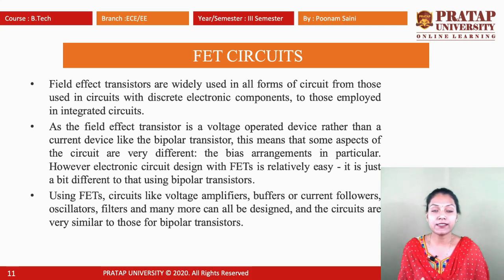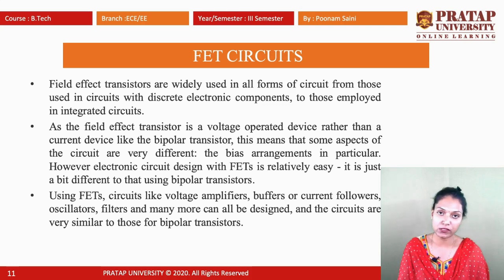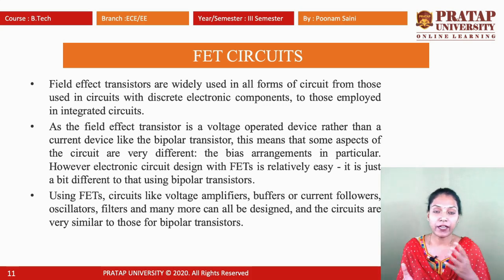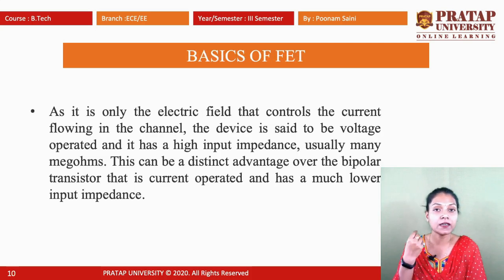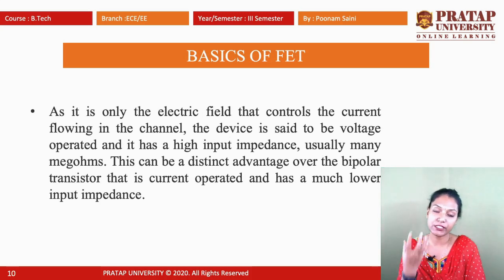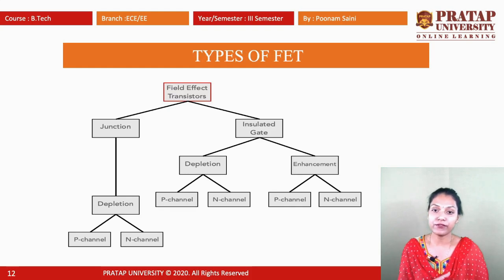Using FETs, circuits like voltage amplifiers, buffers or current followers, oscillators, filters and many more can all be designed, and the circuits are very similar to those of bipolar transistors. So the FET circuits and the BJT circuits are the same, and the arrangements in FETs are very easy compared to the BJT. The FET is a voltage operated device with a very high input impedance, and the BJT is a current operated device with a very low input impedance. So these are the types of FETs: there are two, junction and insulated gate.